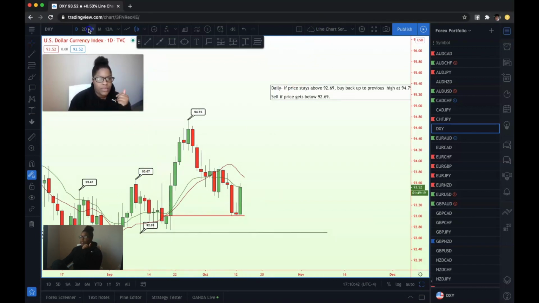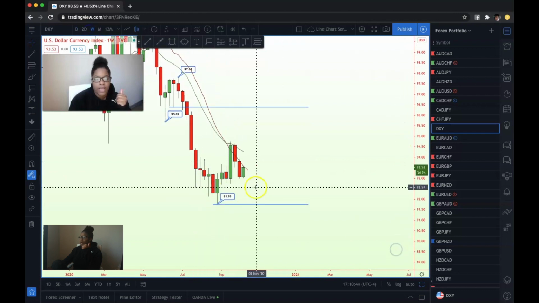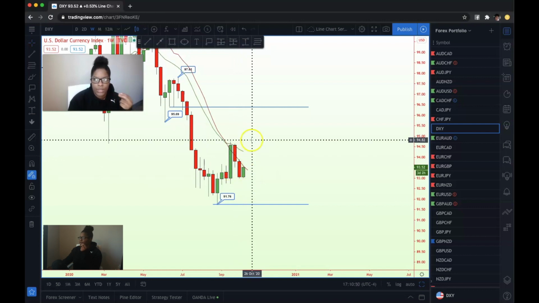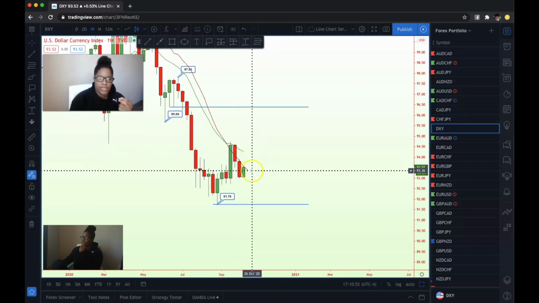Now, last week we closed bearish, okay? Y'all can see that we had a very bearish week last week, but we don't trade candle by candle. We use this information to see what's going on.